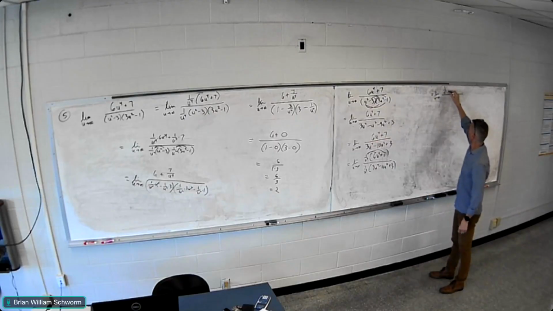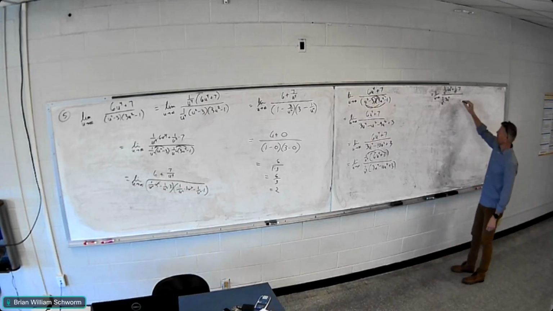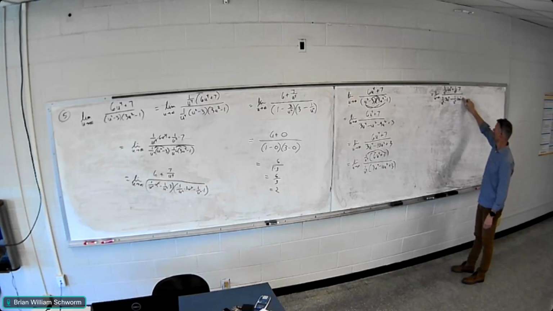1 over u to the 4th times 6u to the 4th. It's 1 over u to the 4th times 7. And the bottom over u to the 4th is 3u to the 4th minus 1 over u to the 4th times 10u squared plus 1 over u to the 4th times 3.